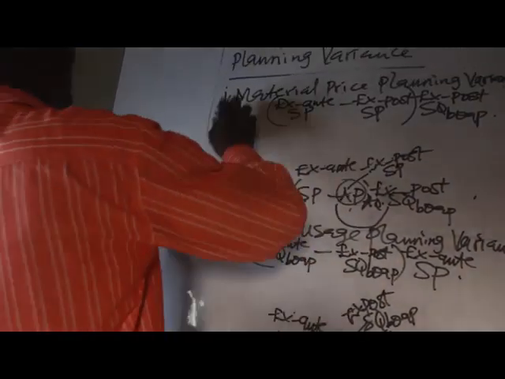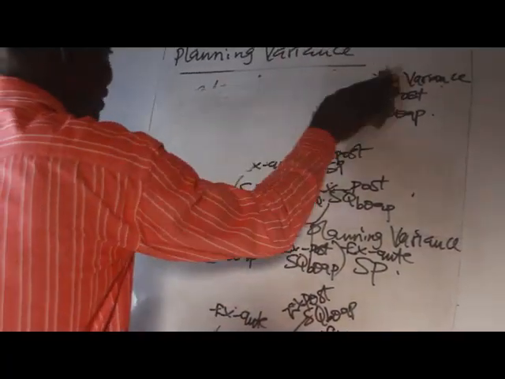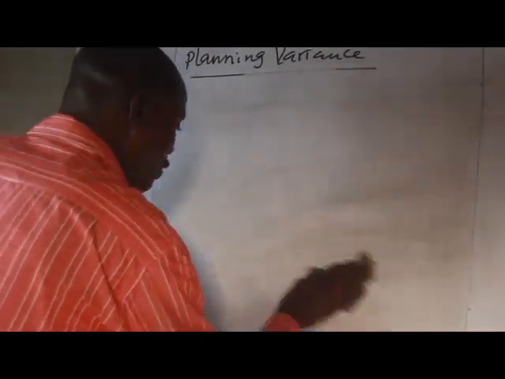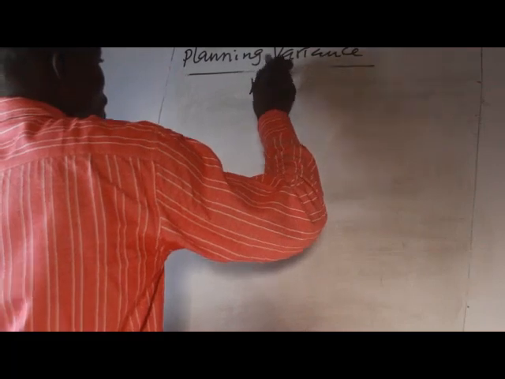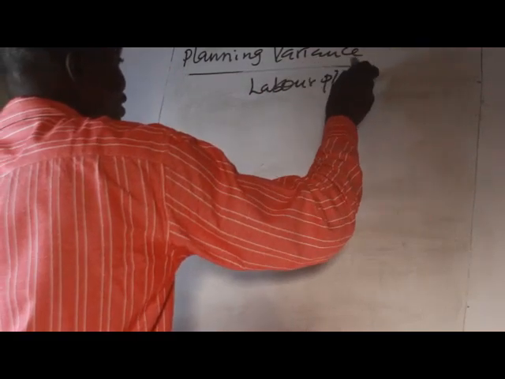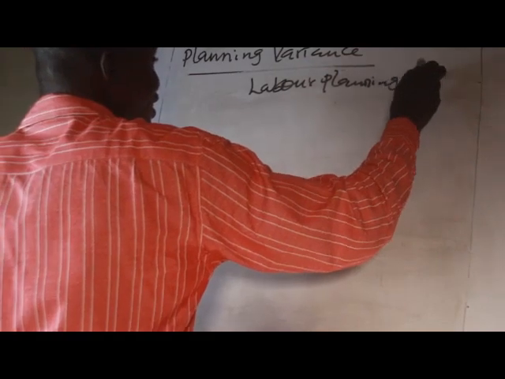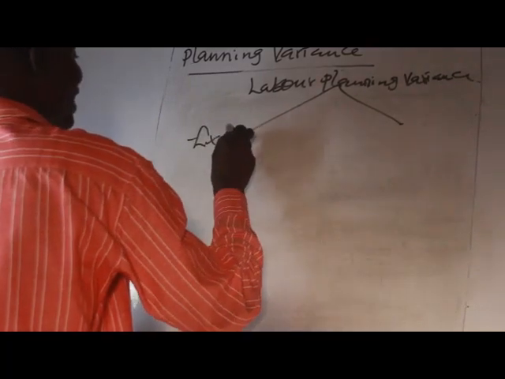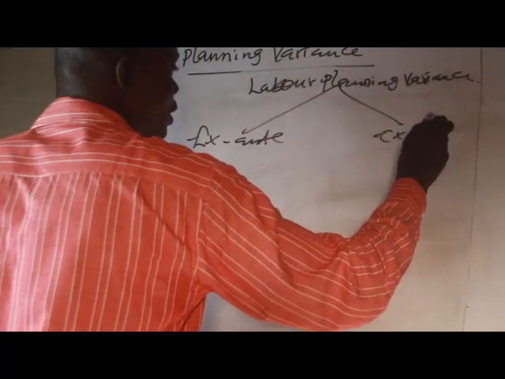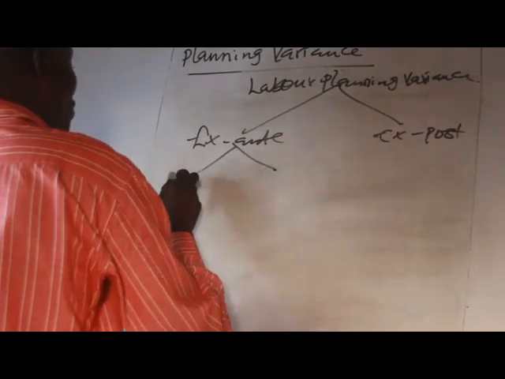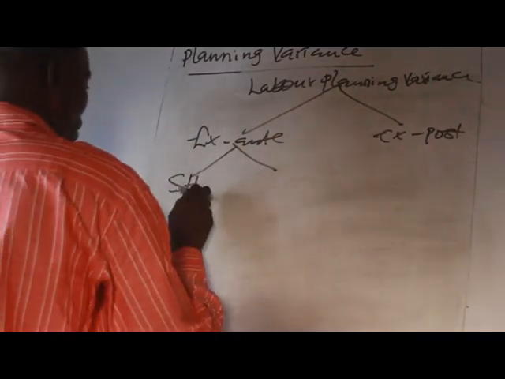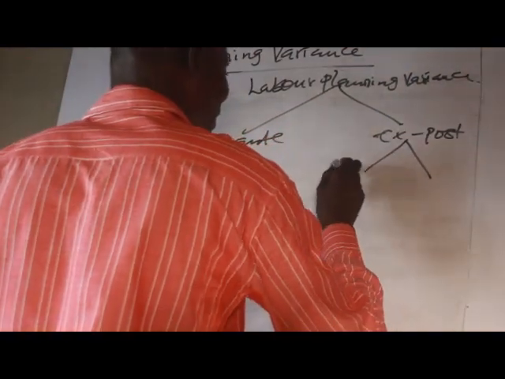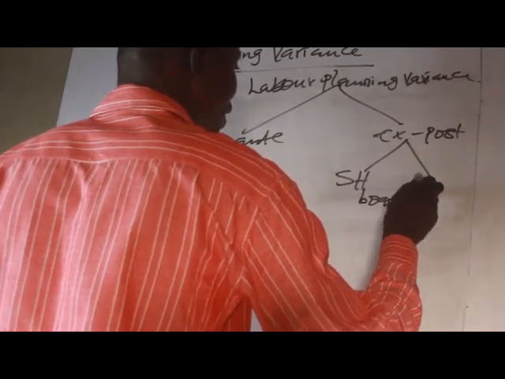So now we want to consider labor variances, the planning variances for labor. For labor planning variance, remember I've told you in planning variance you are comparing ex ante with ex post. For labor we have standard hours based on actual production and we equally have standard rate. So here we have standard hours based on actual production and standard rate.